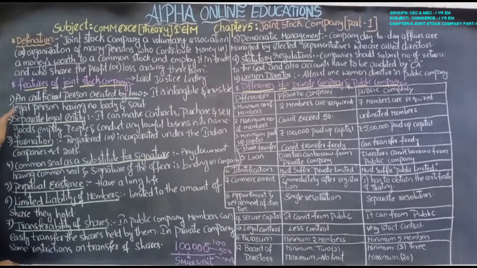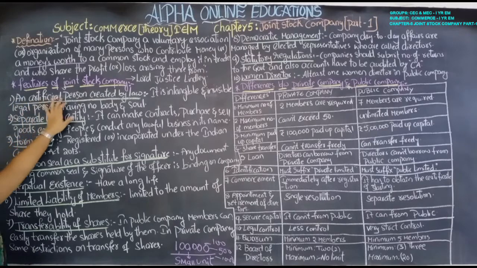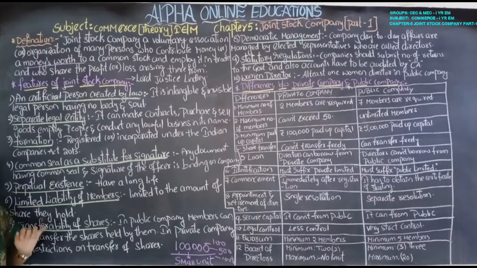Next, features of a joint stock company. Let us see the features. The first one: an artificial person created by the law.